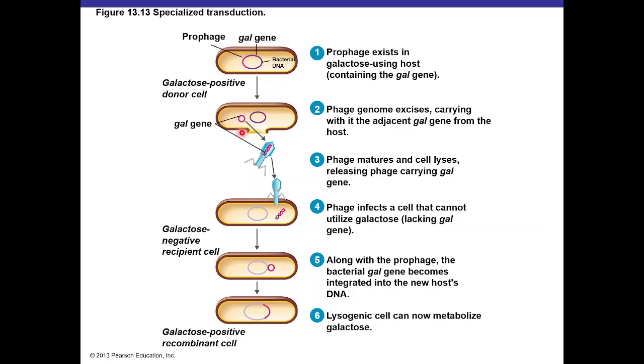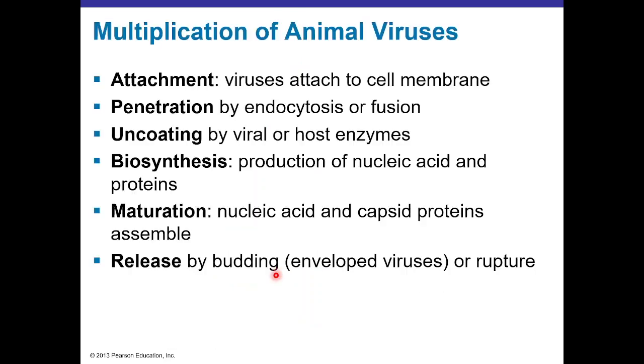And then when this DNA from the virus excises or separates from this bacterial DNA, it will carry this galactose gene, and then this mature virion that now is going to infect a recipient cell, when this recipient cell integrates the DNA from the virus, now this bacteria that previously was galactose negative, it couldn't metabolize galactose. But now with this galactose gene that was carried by this virus DNA, now the bacteria becomes galactose positive and can metabolize galactose. So this is what we call specialized transduction.